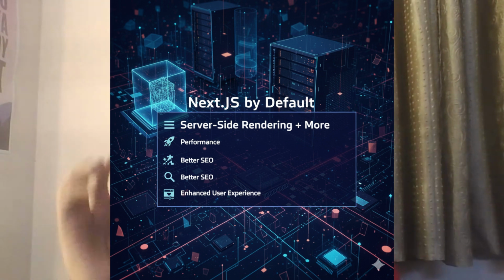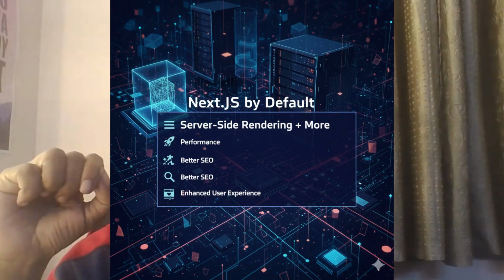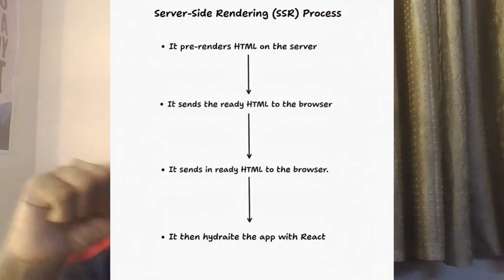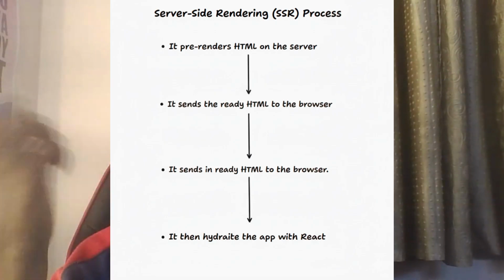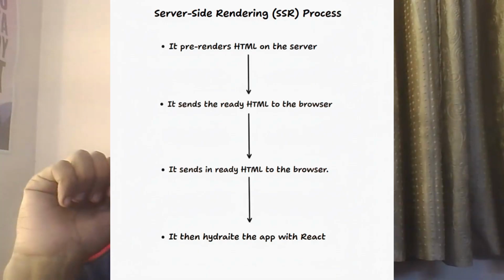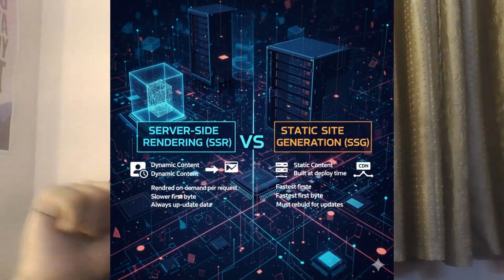So what does Next.js do automatically? It pre-renders the HTML on the server. Instead of directly running it in your browser, it pre-renders on the server itself. It sends the ready HTML to the browser and then hydrates the app with React. It's pretty simple. And there are two ways Next.js renders a page. The first is SSG, the second is SSR: static site generation and server-side rendering.